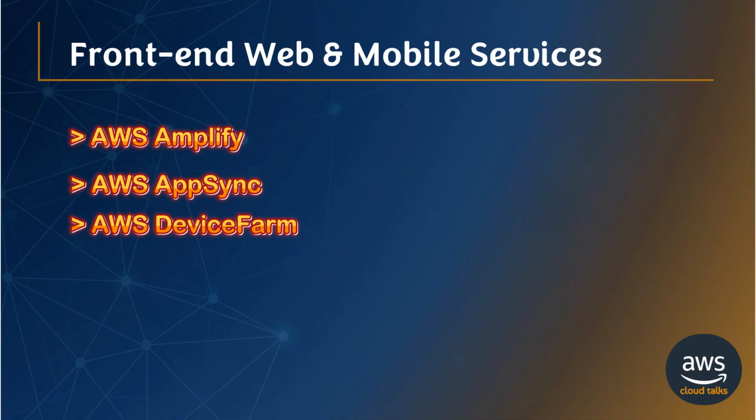AWS Device Farm. AWS Device Farm is an app testing service that lets you test and interact with your Android, iOS, and web apps on many devices at once or reproduce issues on a device in real time. It enables you to view video, screenshots, logs, and performance data to pinpoint and fix issues before shipping your app.